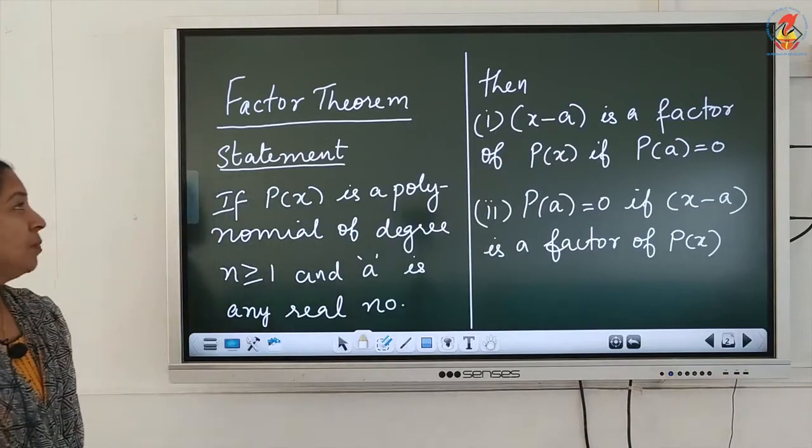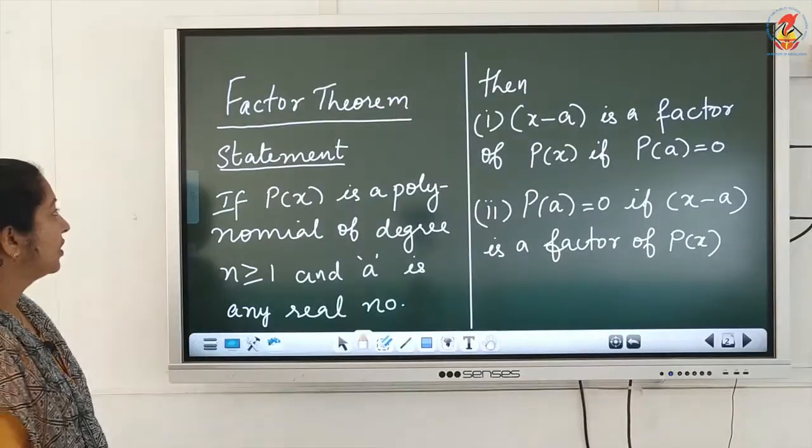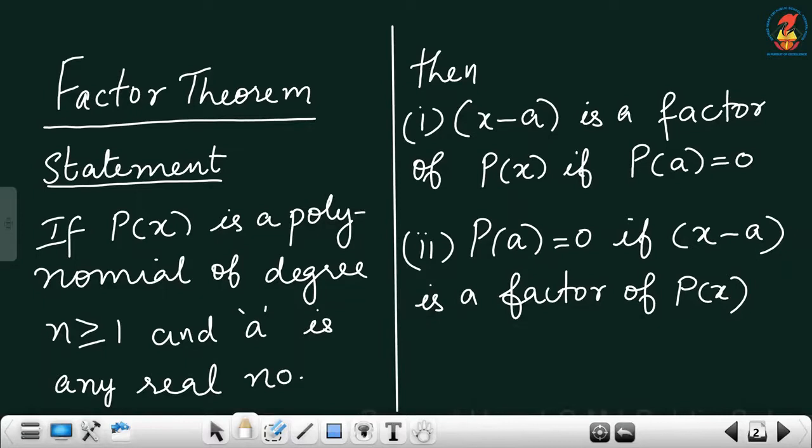So next topic is factor theorem. Statement: if p of x is a polynomial of degree n greater than or equal to 1 and a is any real number, then x minus a is a factor of p of x if p of a equal to 0. And p of a equal to 0 if x minus a is a factor of p of x.